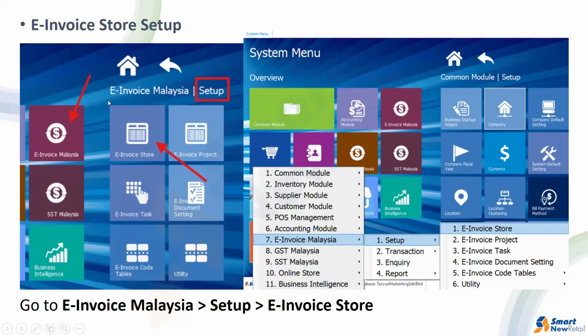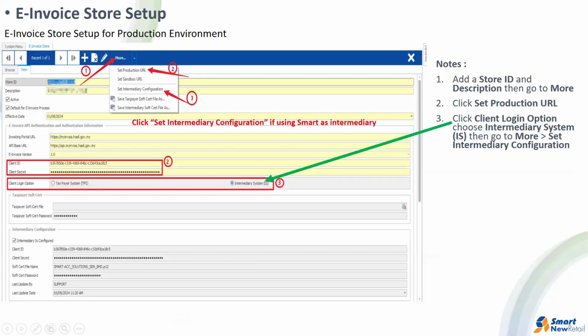Now we have to set up the store. We go to E-Invoice Malaysia, setup, and then E-Invoice Store. From here, we add a new record. We add a store ID, usually we'll put it as HQ, then your description. After that, go to more, then we click on set production URL. Then we set intermediary configuration.